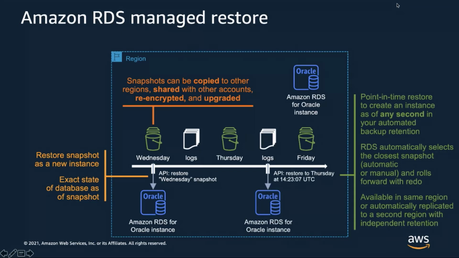The second option for restore is point-in-time restore. With point-in-time restore, instead of specifying a snapshot to restore to, simply specify a point in time in your automated backup retention window down to the second. RDS automatically takes care of restoring the right snapshot and then applying archive redo logs until it catches up with the specified time and then opens the database and makes it available to you. Again, restores always create a new instance and don't replace the old instance. Point-in-time restore is available in the same region as the source instance and now in a second region as well.